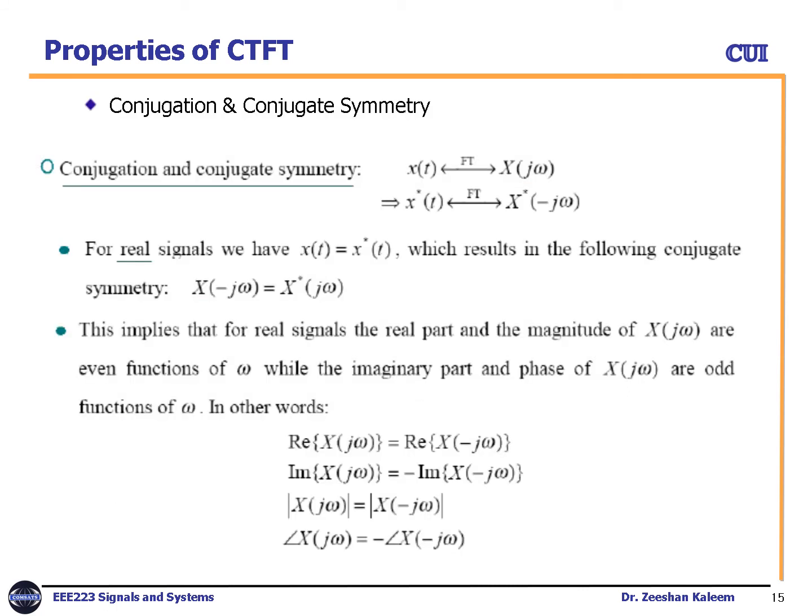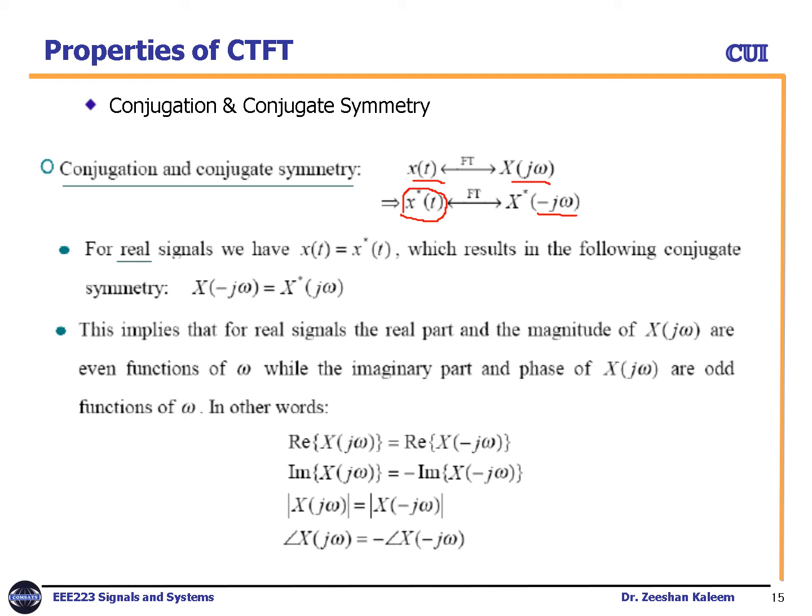The other property is conjugation and conjugate symmetry. Let's discuss what conjugation means. For example, you have x of t whose Fourier transform is X of omega. If you take the conjugate of the signal, x conjugate of t, what will be the effect on the Fourier transform? In the result you will get the conjugate X, with the frequency reversal, with the minus sign as well.